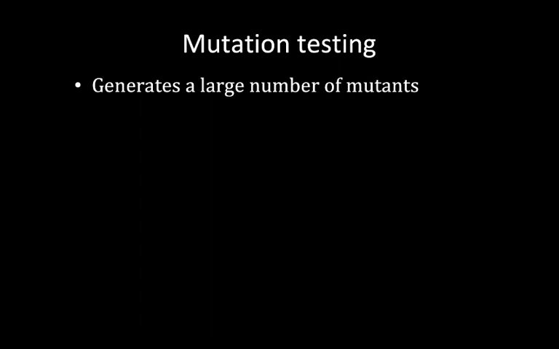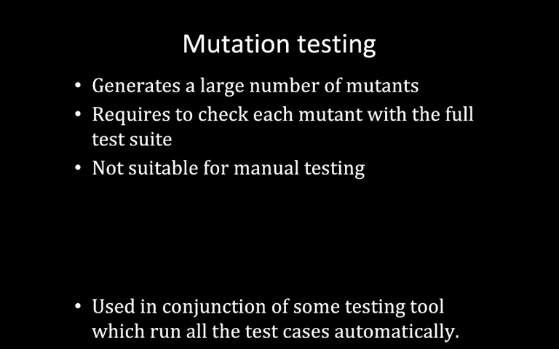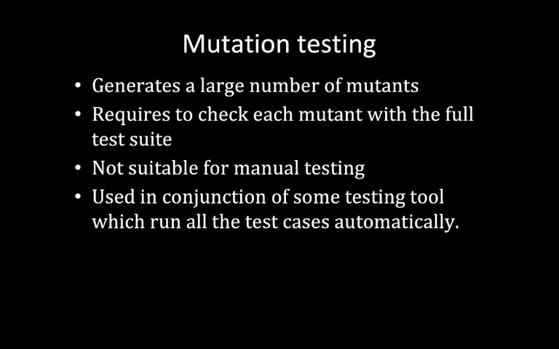We can generate a large number of mutants, and we need to check each mutant with the full test suite. So it is not suitable for manual testing. If we have automated testing tools, then we can use mutation testing. It will automatically generate mutant programs, test them with the test suite automatically, and say whether there are errors in some mutant programs. So this is known as mutation testing. It is a fault based testing. It also belongs to white box testing. So that's all. Thank you.